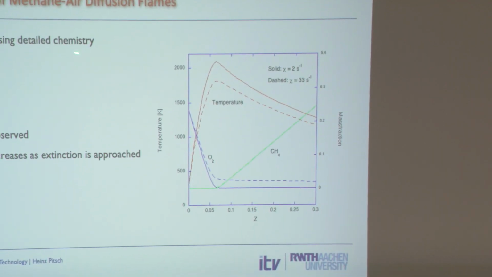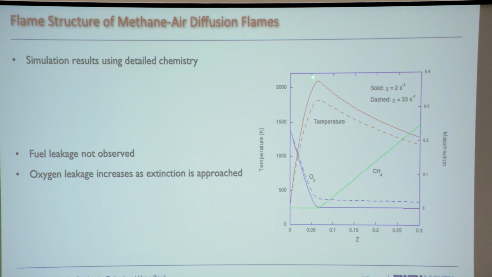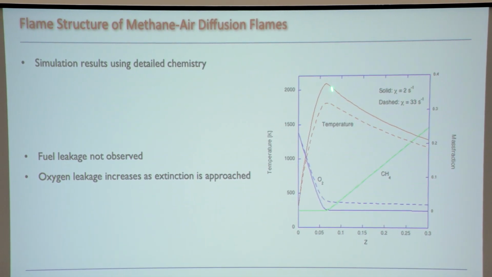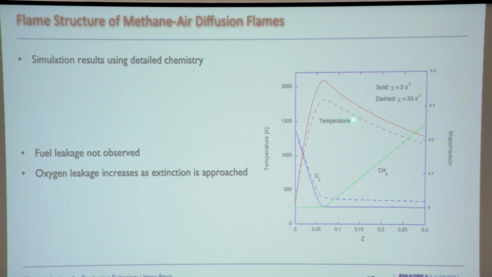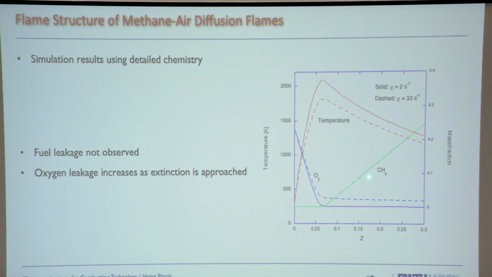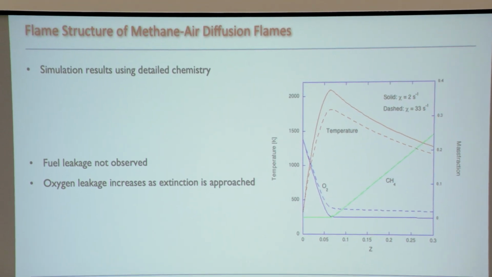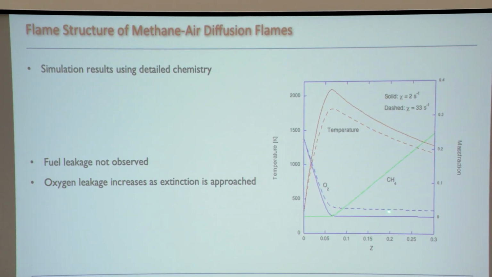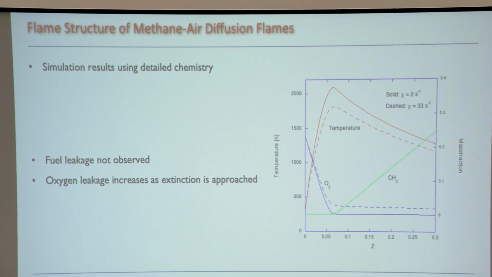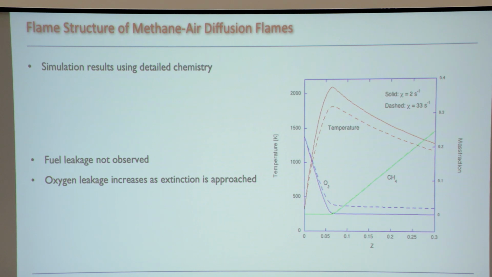If we look here at simulations using detailed chemistry, low dissipation rate, high dissipation rate, temperature goes down. The dashed line is the high dissipation rate. Here the fuel, and you see the profiles are exactly the same. There's no fuel leaking into the lean region. In fact, what you see here is the oxygen leaking into the rich region. That's what happens. The fuel is still consumed.